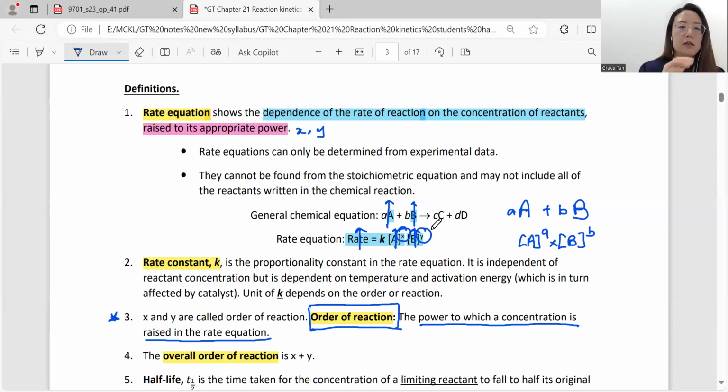So that is first, what is your rate equation? It's basically a mathematical formula to show how the rate is affected by the concentration, which is raised to its appropriate power, also known as the order of reaction.